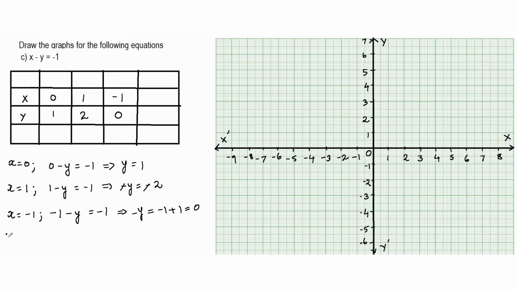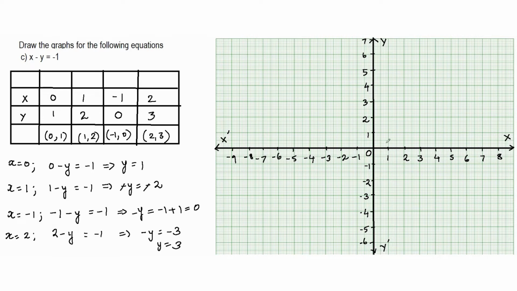And let us substitute x as 2, and let's see what happens. So 2 minus y equals minus 1, which means minus y is equal to minus 3, or y is equal to 3. So when x is equal to 2, the value of y is 3. And hence my points are (0, 1), (1, 2), (minus 1, 0), and (2, 3), right?